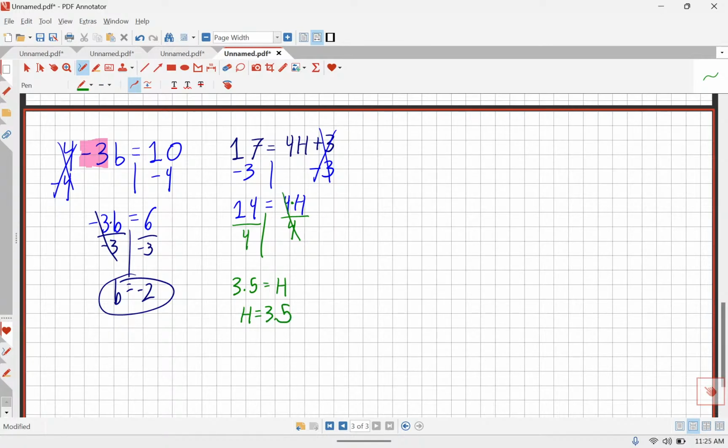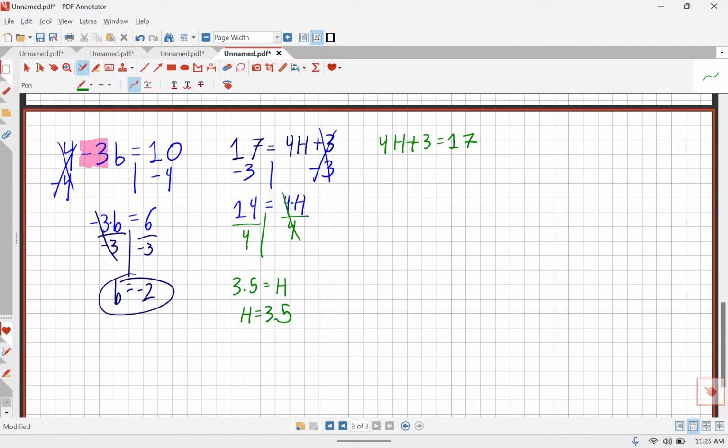I want to point something out that Elin did that I thought was hilarious. I wrote down 17 equals 4h plus 3. She didn't even bother writing that down. I wrote that down, and I was like, go ahead and try this. And she was like, no! I'm going to write it like this. Yes! Guess what? That's totally fine.